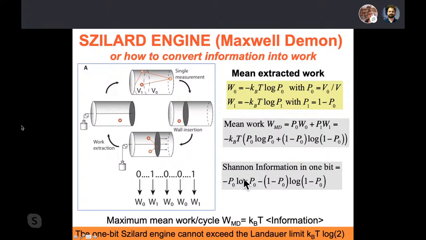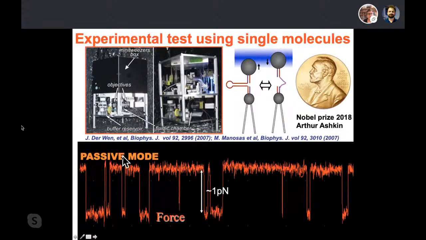Now, let's implement this concept in a molecule that can hop between two states. Suppose you take a molecule, and these are the same experiments I showed you before from Michael Boothside's lab, in which you see a molecule hopping between two states. Now the changing force is about 1 piconewton.